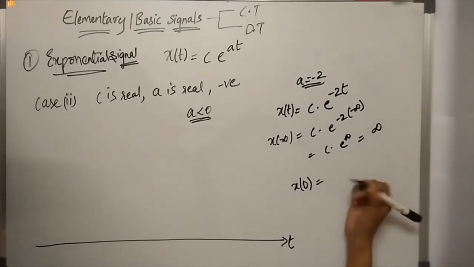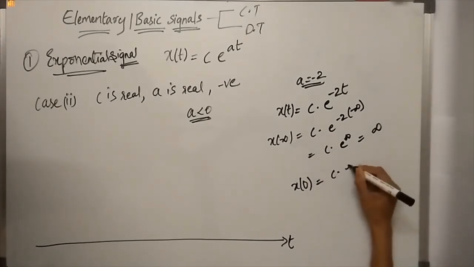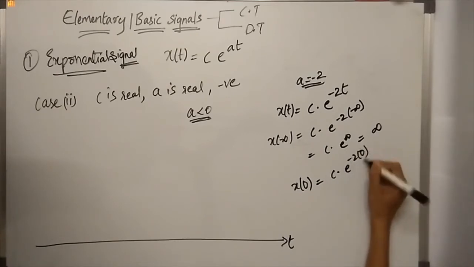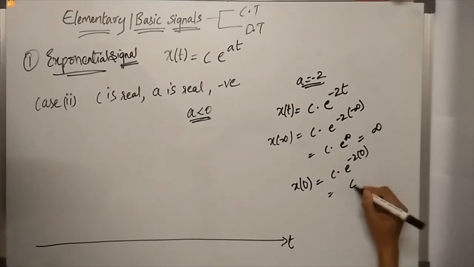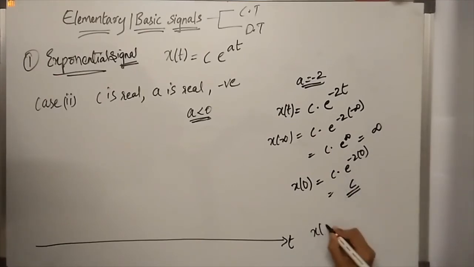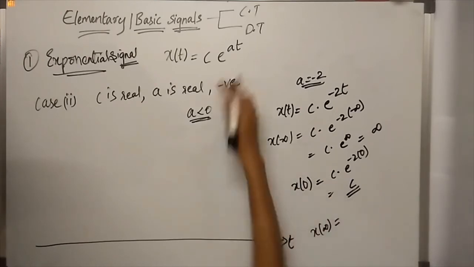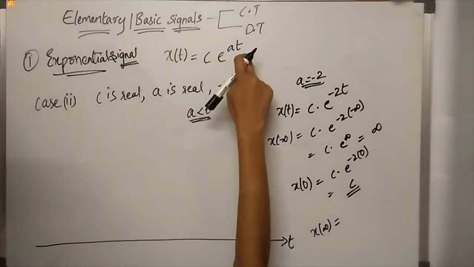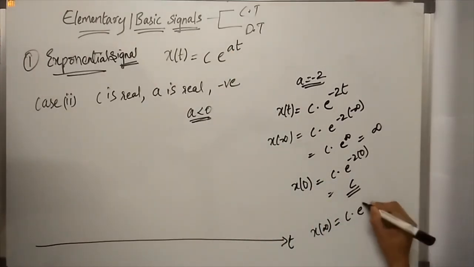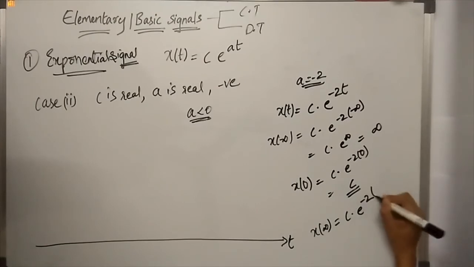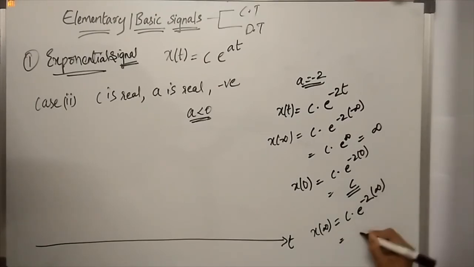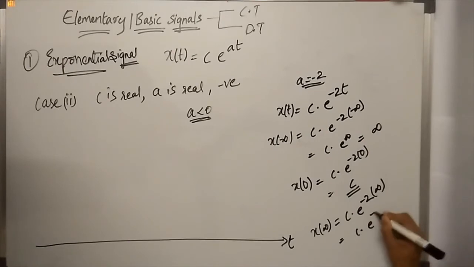Now at t equal to 0, e power of minus 2 multiplied by 0. So e power of 0 is nothing but 1. So the amplitude of a signal at t equal to 0 is c. Now at t equal to infinity, substitute t equal to infinity here. C e power of minus 2 multiplied by infinity. So this is c e power of minus infinity. E power of minus infinity is 0.